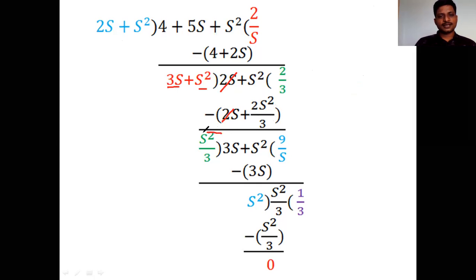So this remainder has to be used as a divider for this one, 3s plus s square. Again you have to decide whether the quotient is 9 by s or not. How to decide? You just compare. Here you have 3, therefore you must get 3. Here you have s power 1, here you have s square, therefore you must get 1 by s square. 3 by s square you have to write.